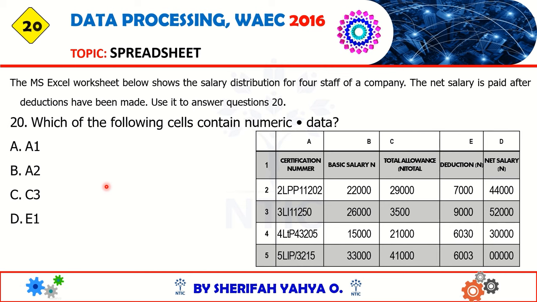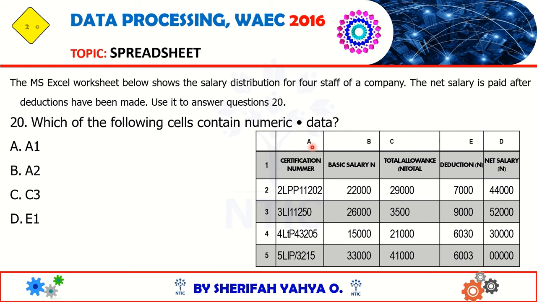20. The Microsoft Excel worksheet below shows the salary distribution for four staff of a company, the net salary paid after deduction has been made. Use it to answer question 20. And the question says, which of the following cells contain numeric data? That means just strictly numbers. A1: this is column A, row 1.